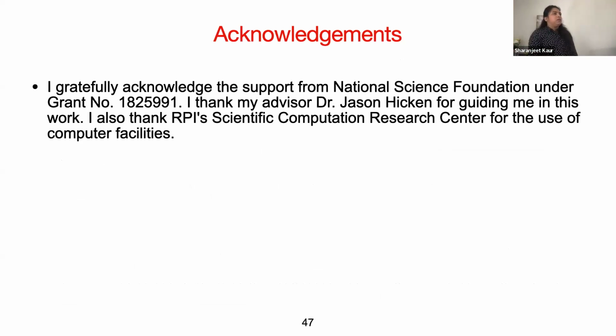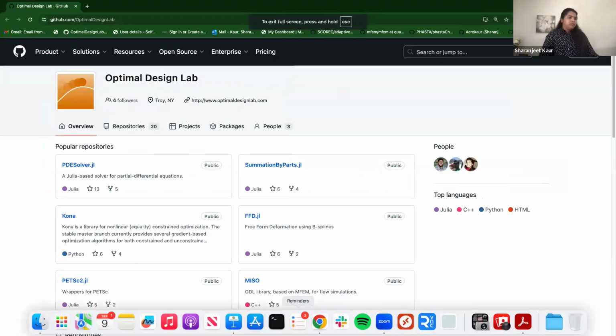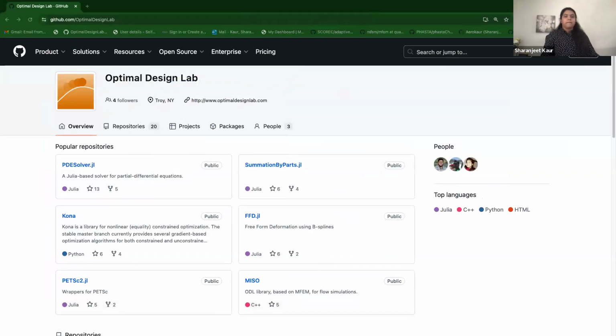CCI facility. Okay, so before I take questions, I can go to the code and just quickly show where the code is located, and then we can take questions. So MISO is the main flow solver library that we will be using, and it is based on MFEM.